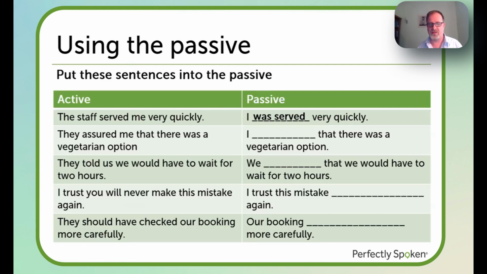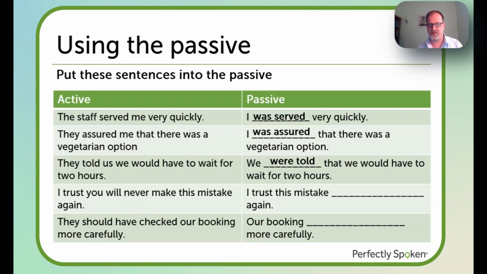"They assured me that there was a vegetarian option." Again, verb to be plus the past participle: "I was assured that there was a vegetarian option." "They told us we would have to wait for 2 hours." In this case it's "we", so what's the verb to be? Again, it's in the past. "We were told that we would have to wait for 2 hours."